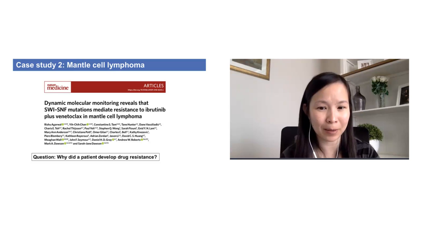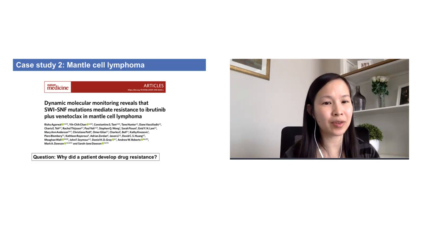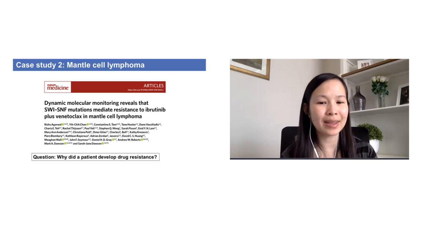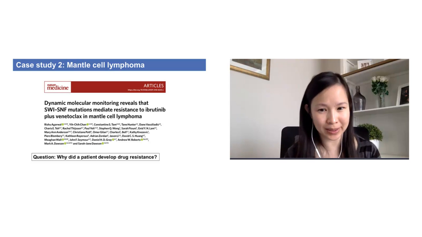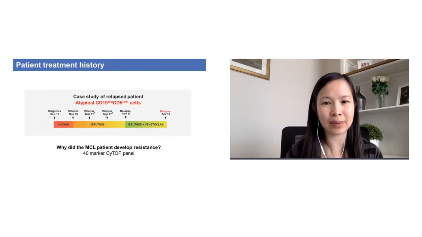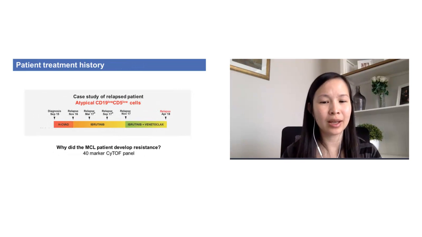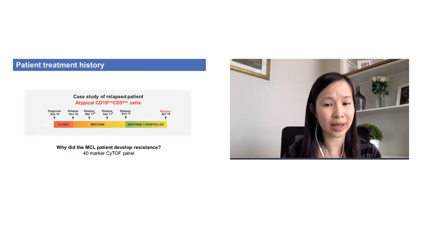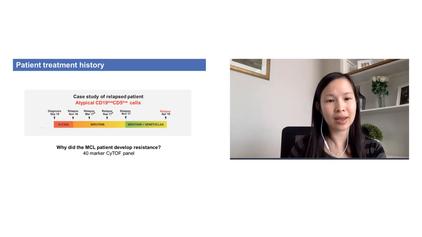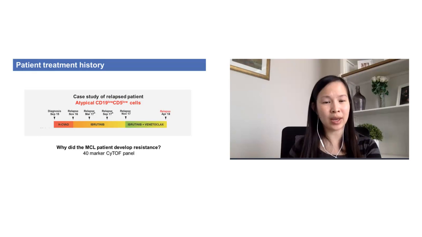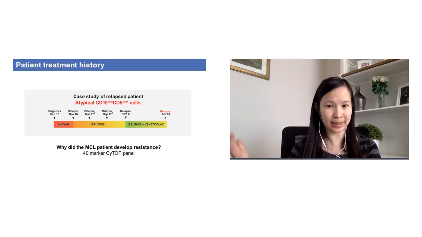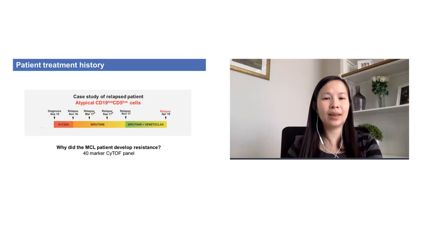So the second case study I wanted to show you is part of a larger study in mantle cell lymphoma. And this case study was focused on a single patient in this trial, and it's asking why the patient developed drug resistance. So here is a brief history of the patient. It was treated with various different agents, and the last agent it was treated with that seemed to be effective is ibrutinib and venetoclax. So venetoclax targets a pro-survival protein called BCL2, and ibrutinib targets the B-cell signaling pathway.